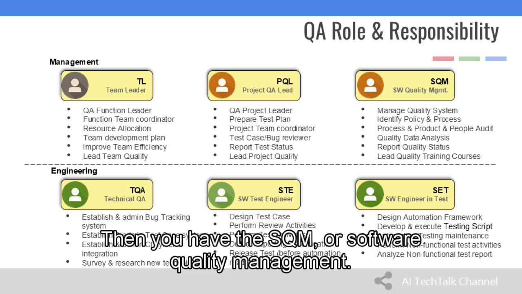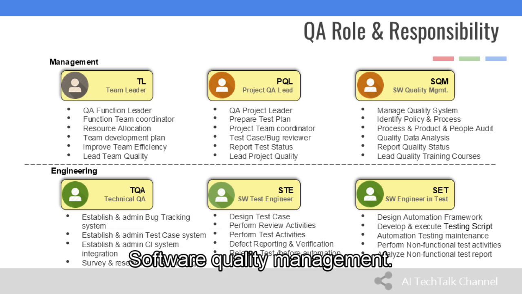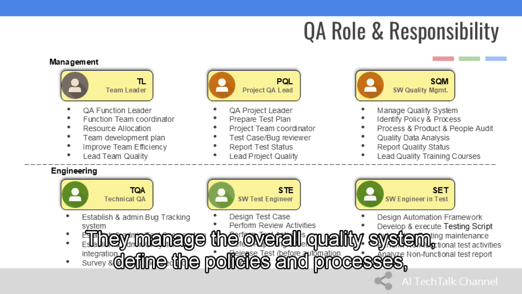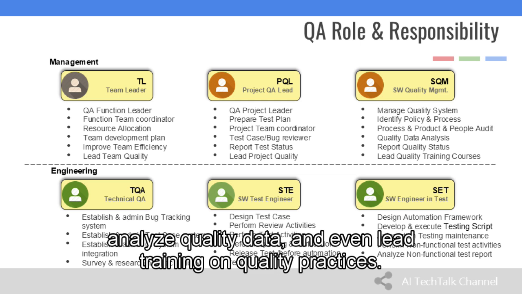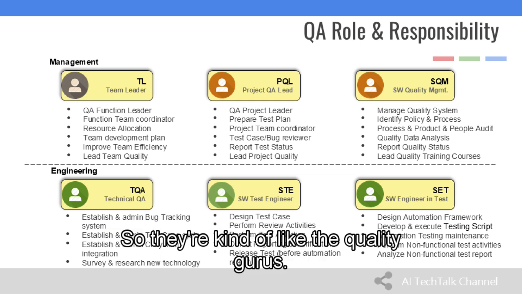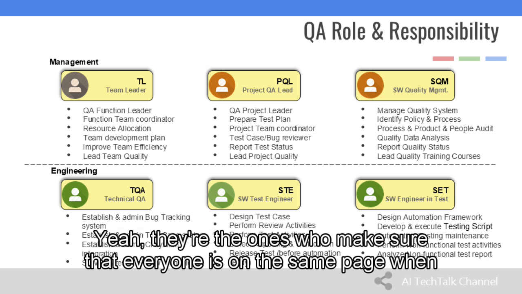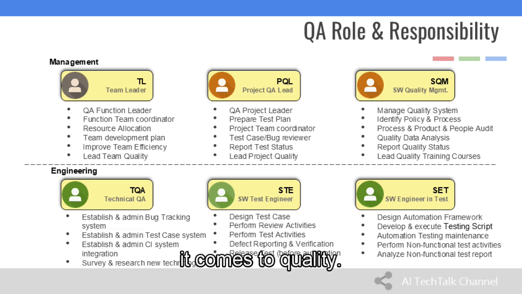Right. Then you have the SQM, or Software Quality Manager. Software quality management. And they take a broader view. Yeah. They manage the overall quality system, define the policies and processes, conduct audits, analyze quality data, and even lead training on quality practices. So they're kind of like the quality gurus. Yeah, they're the ones who make sure that everyone is on the same page when it comes to quality.